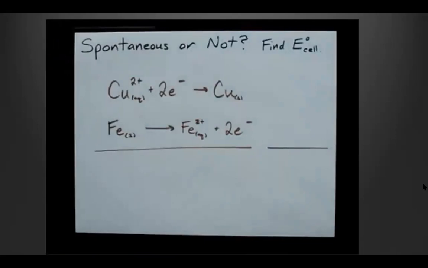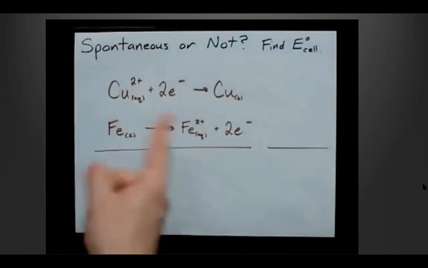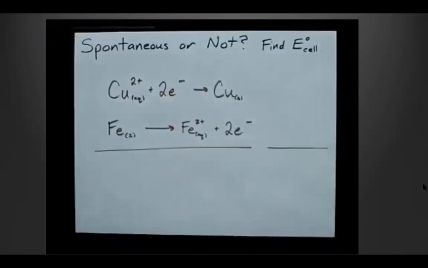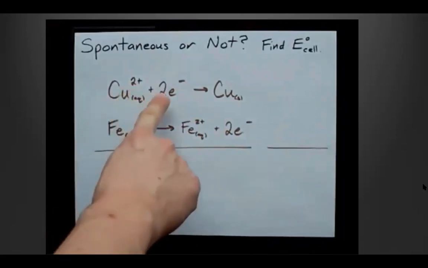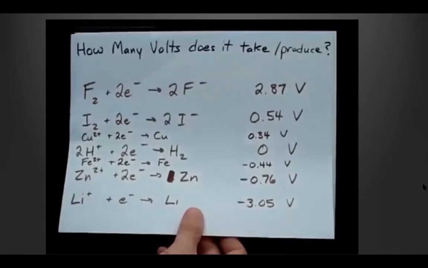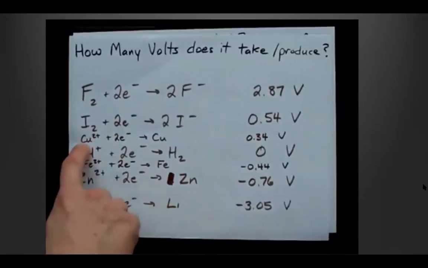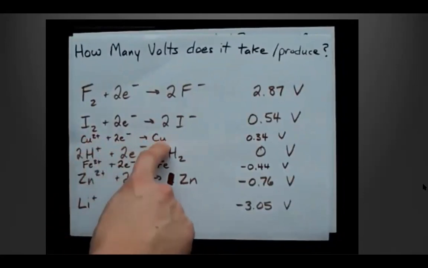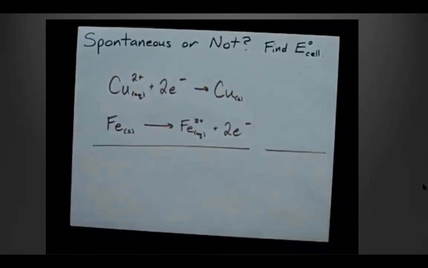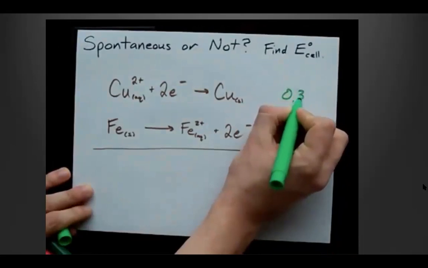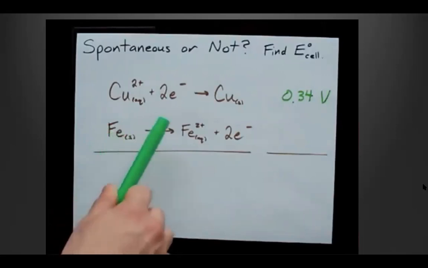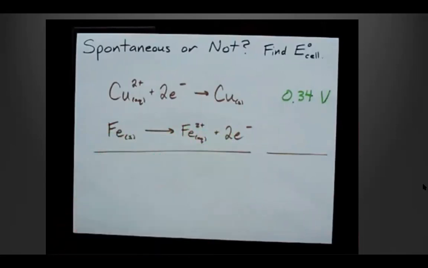To figure out whether or not this reaction happens as I've written here, I have to look up each reaction in a table of reduction potentials. Copper 2+ plus 2 electrons makes solid copper. In my table of reduction potentials, I find copper 2+ plus 2 electrons makes solid copper, and that gives off 0.34 volts of potential. 0.34 volts.